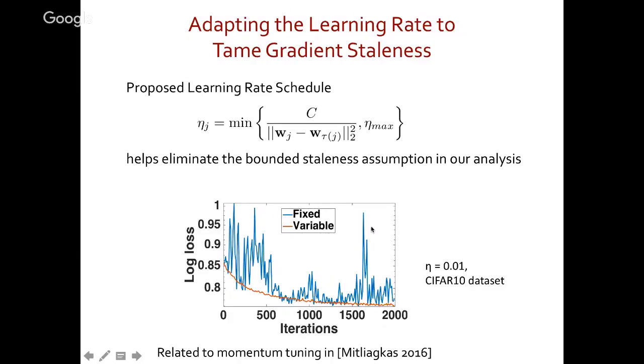This idea is related to an idea of momentum tuning, which was proposed in a paper in 2016. However, the difference is that the momentum tuning idea started off with the assumption that the staleness distribution is exponential, whereas this learning rate schedule works for any distribution of the delays in the worker nodes.